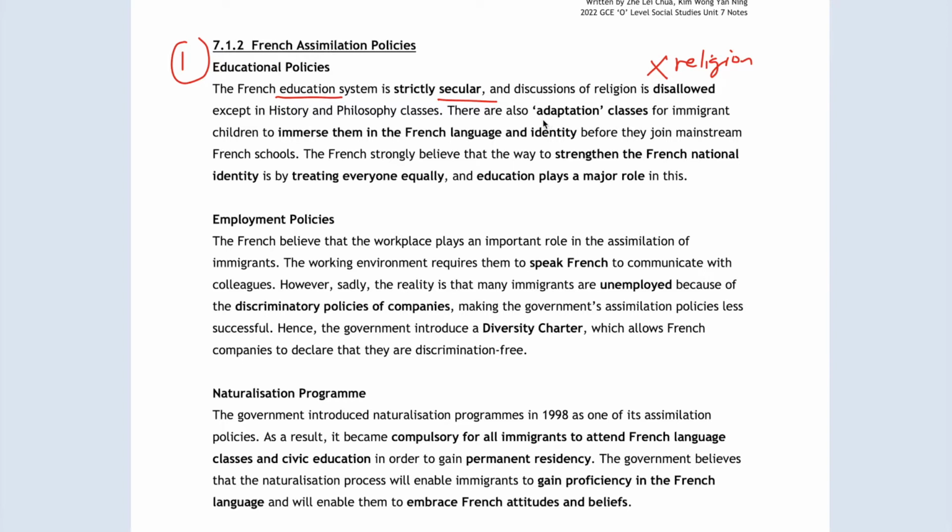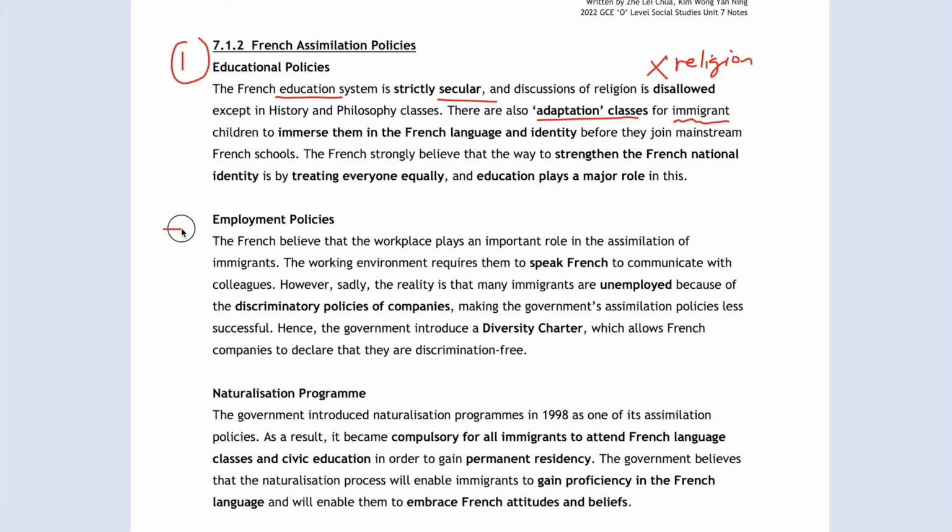There are also adaptation classes for immigrant children specifically. These are classes that will teach them about the French language, French identity, French beliefs, and all sorts of things. This is essentially to brainwash them before they join the mainstream schools with the other French children. They believe that the way to strengthen the national identity is to start from young, starting with children, especially immigrant children. So education will play a great role in keeping up this policy.